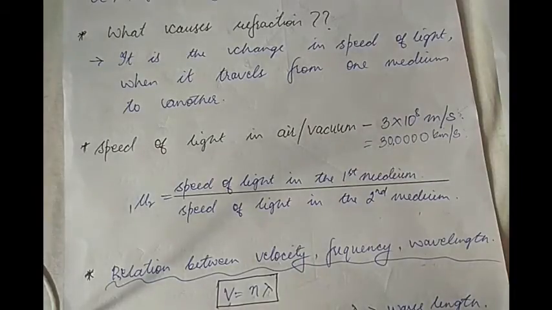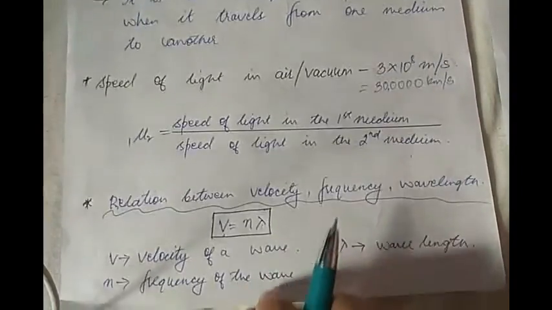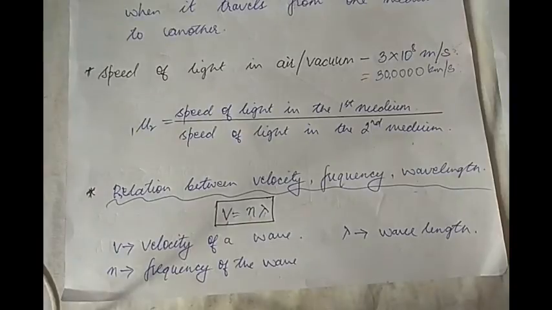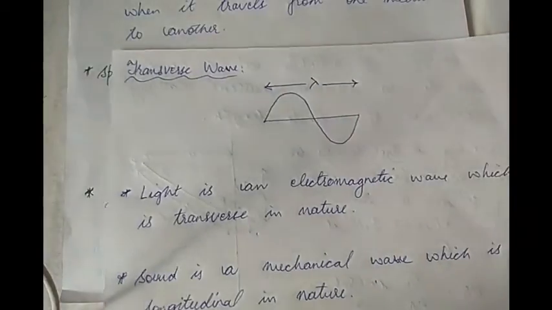So with that, let us look at this relation. Remember, light is a wave. Light is an electromagnetic wave which is transverse in nature. Now a transverse wave looks like this.